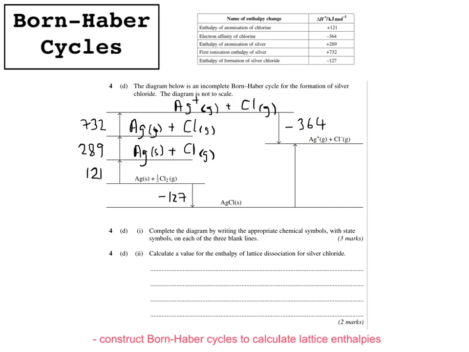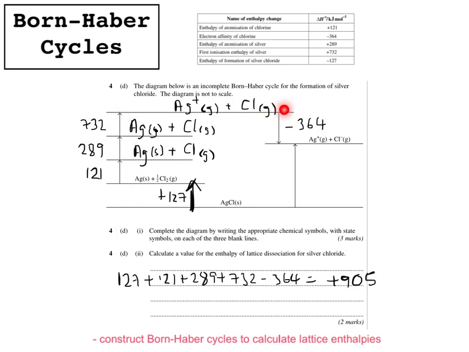So to work out this arrow here, we're going to go from this level up, up, up, up, and back down again. So we're going to have to swap this arrow around and make this a positive instead. So this arrow is going to go around, going to have plus 127, then just add up all those numbers and that gives us our dissociation. So we've got 127 plus 121 plus 289 plus 732 minus 364, and that gives us plus 905.